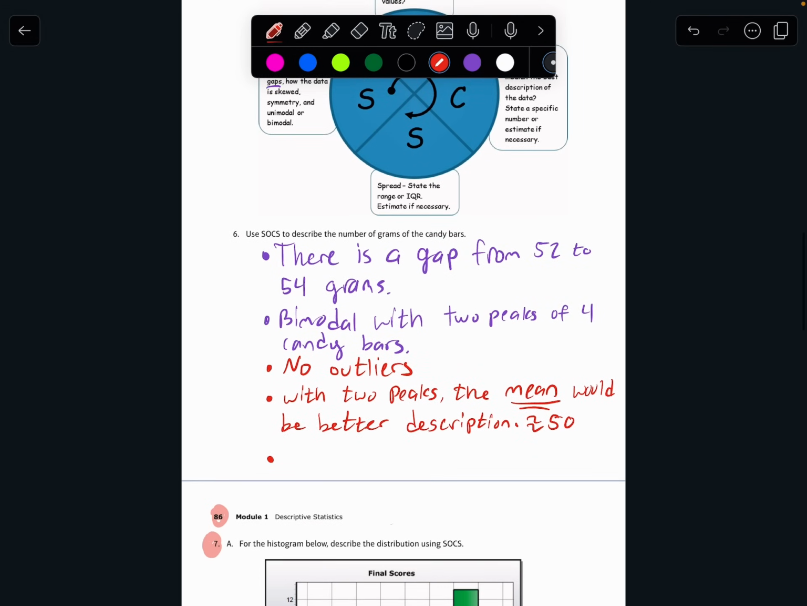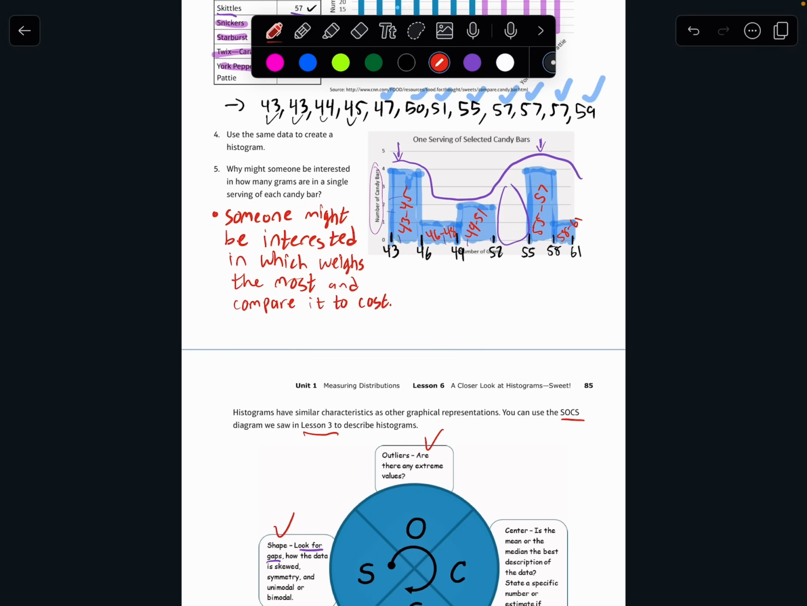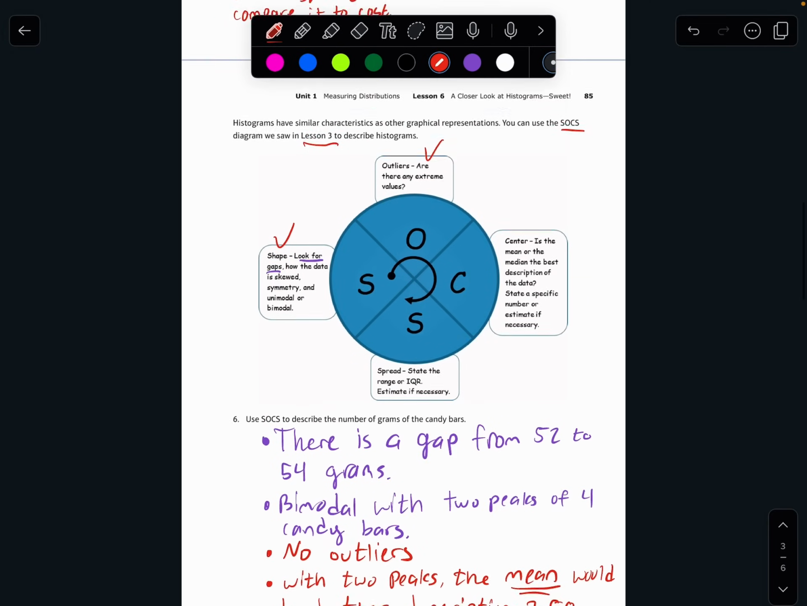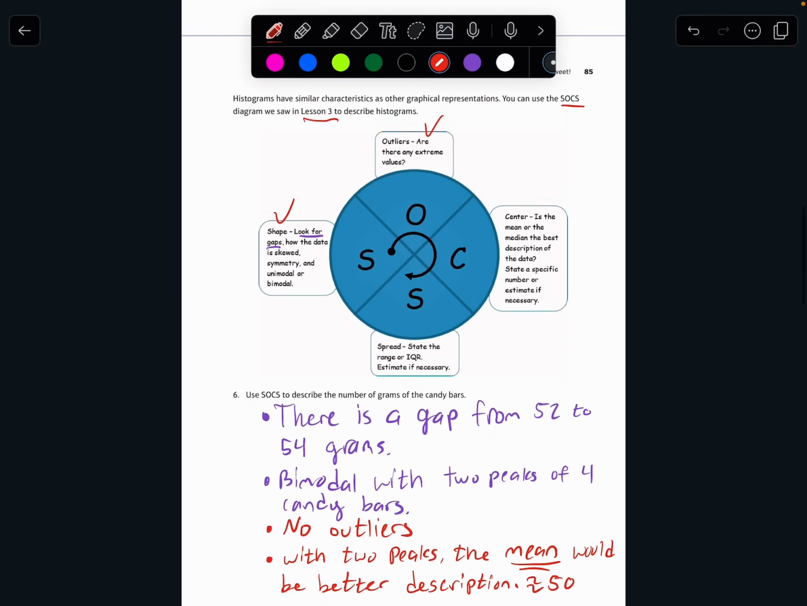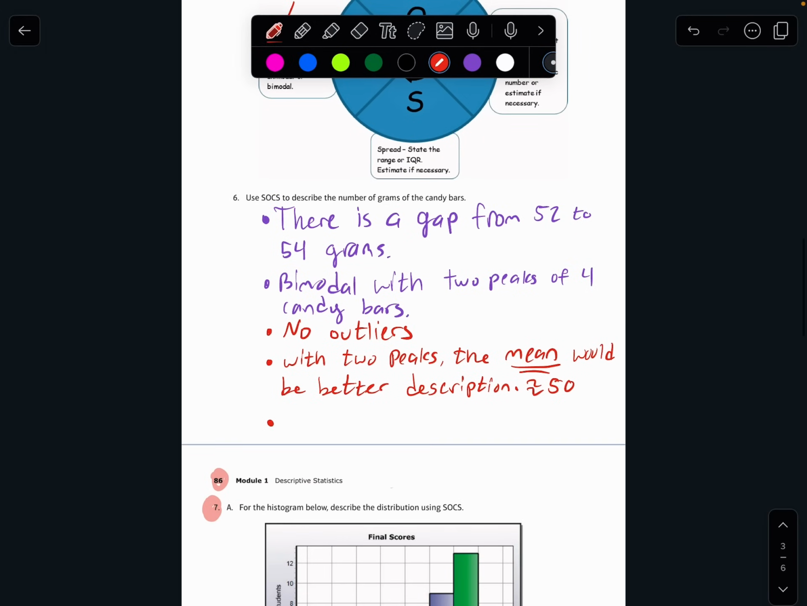And then last part, they want us to state the range or IQR, estimate if necessary. Let's see, so 61 minus 43, 18. Okay. But the problem is we don't have 61. Our highest number is 59. So if you just use a range, then it's probably 59 minus 43. So 16. So range is 16 grams.